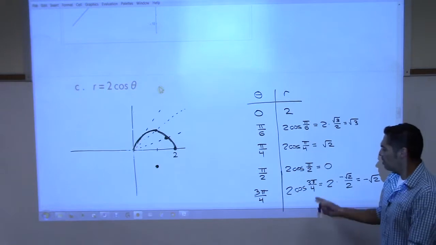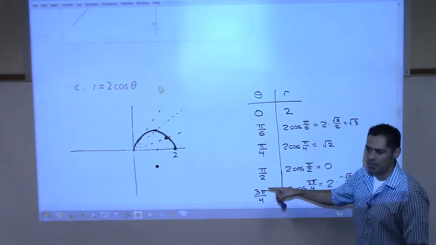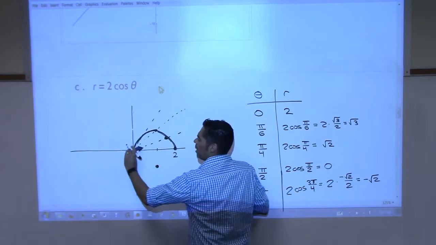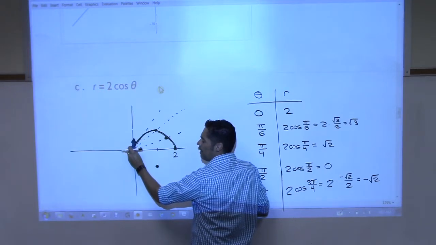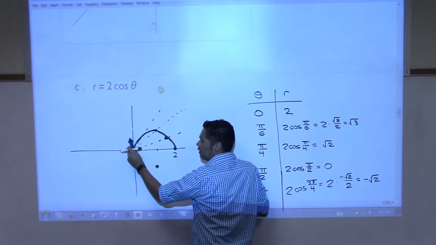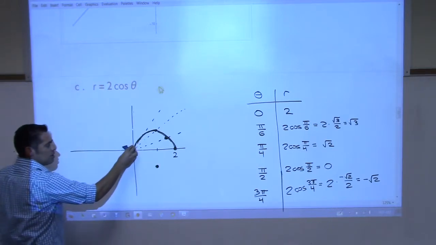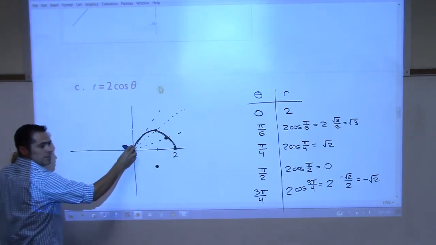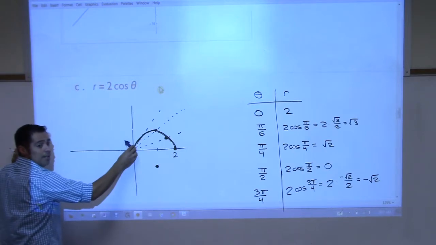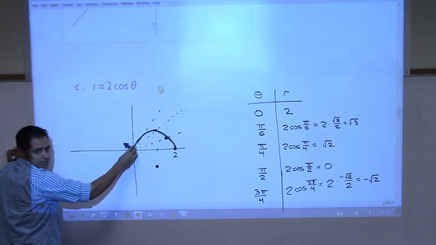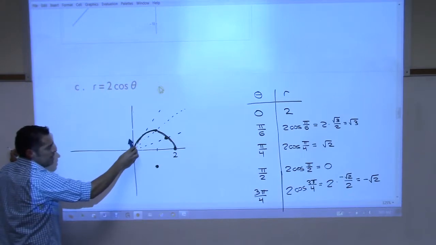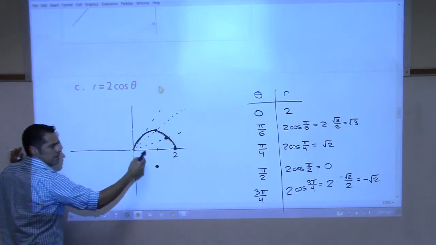If I were to continue to do this, if I were to put more points in here, every time my angle is in the second quadrant, can you tell me about the radius? What would it be? Negative. It would be negative, right? Because in the second quadrant, cosine's negative. So every time I'm here, I should be in this quadrant.